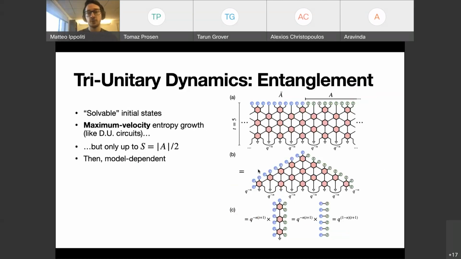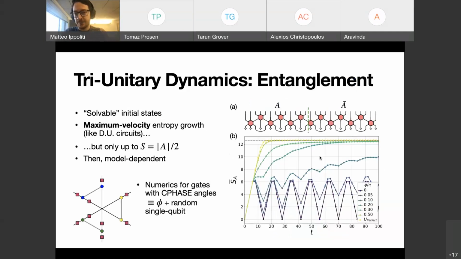For example, we can compute entanglement. We find a very similar result: from some class of solvable initial states, there is a maximum velocity growth of entanglement, but only up to 1/2 of the maximum density. After that, the derivation stops working. Some complications arise, and that corresponds to the start of some model-dependent behavior that we can analyze numerically. Looking at various gate sets going from non-interacting to strongly interacting, we see this universal maximum velocity growth up to about halfway, and then the onset of some model-dependent entanglement growth behavior at later times.